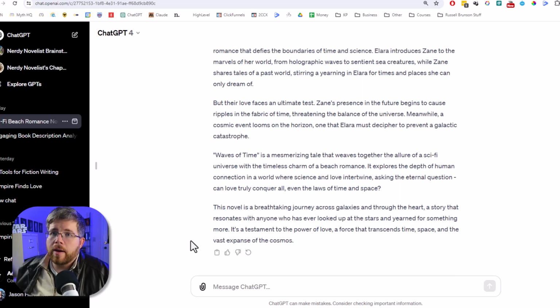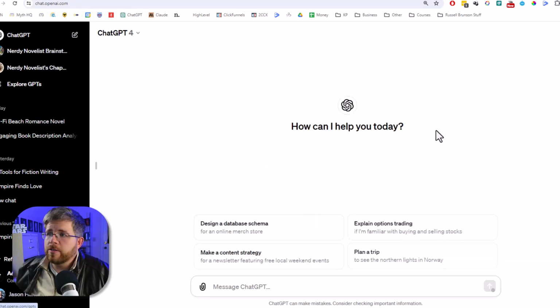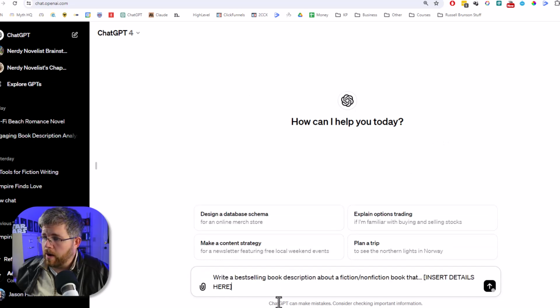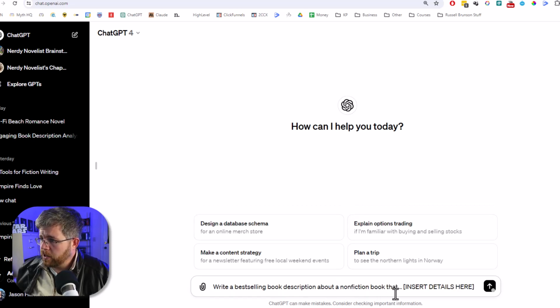Before we do that, I want to talk about nonfiction here. Nonfiction is formatted a little differently, and we'll see if we can see those differences using this same prompt. So I'm going to paste the same prompt here, except we're going to cut this part out, so it's just about a nonfiction book. And let's call this a nonfiction book about food addiction.